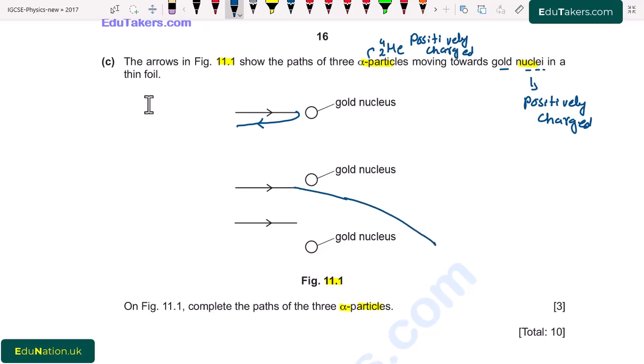For the third case, the gold nucleus is below and the alpha particle path is upward. So there will be the deflection again. But in this case, it is in upward direction. So these are the paths of 3 alpha particles that are moving towards the gold nuclei.